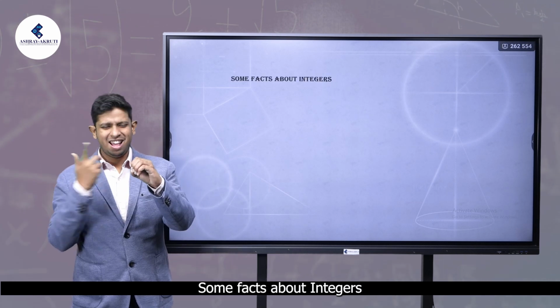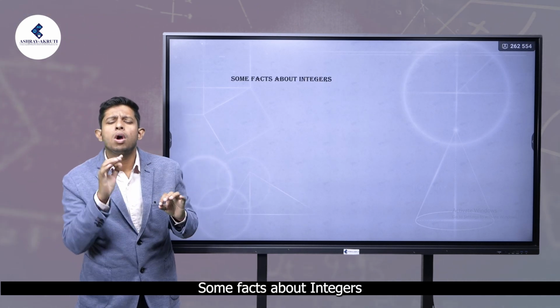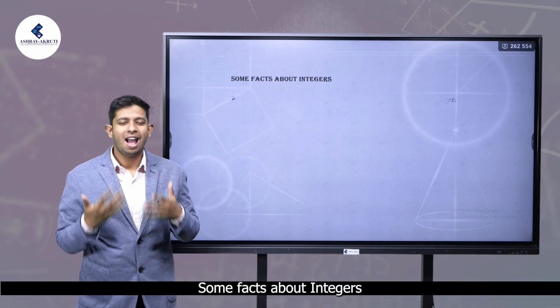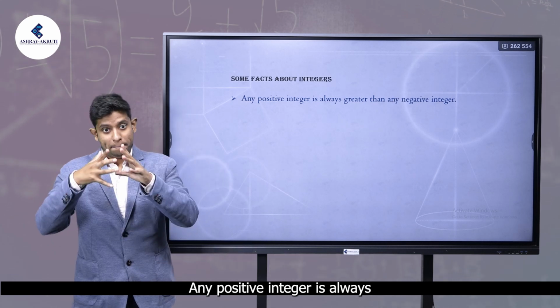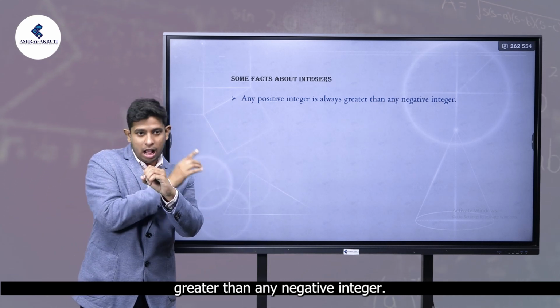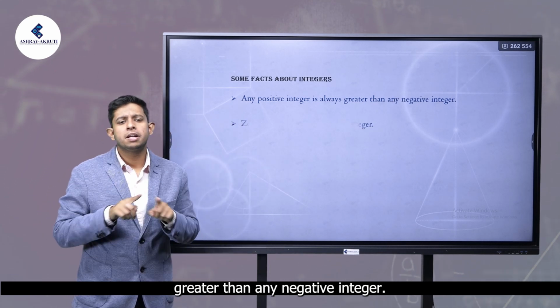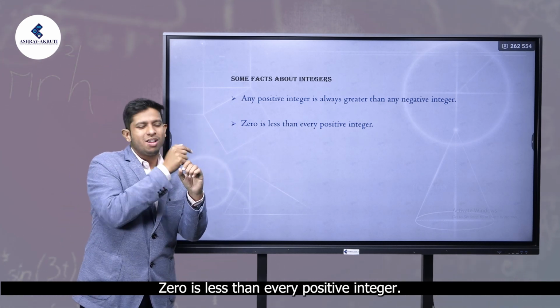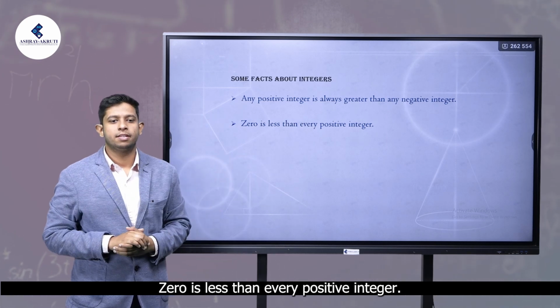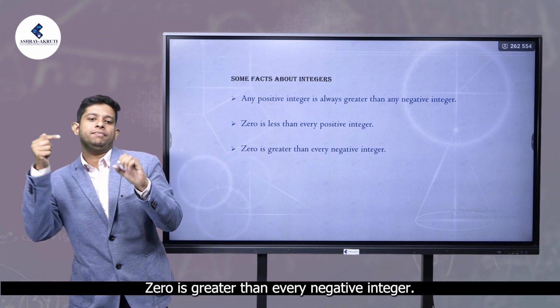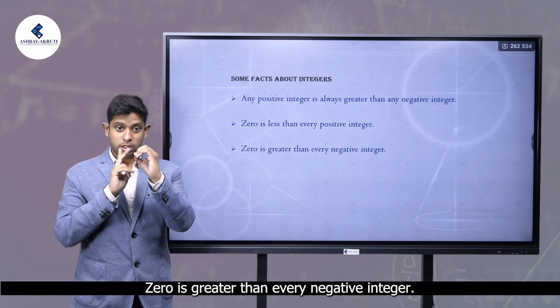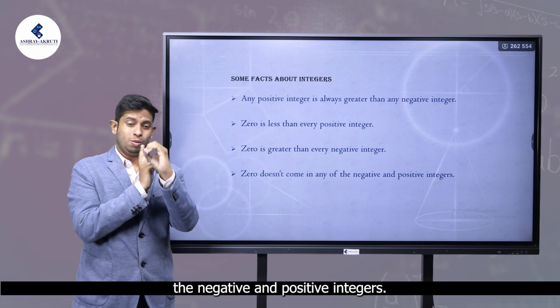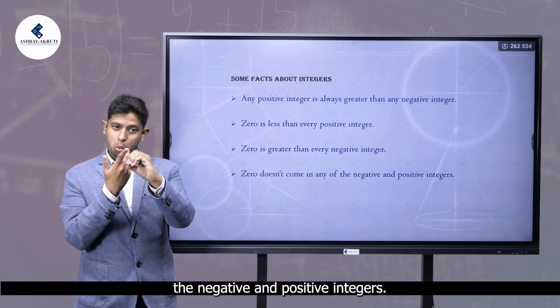Some facts about integers. Any positive integer is always greater than any negative integer. 0 is less than every positive integer. 0 is greater than every negative integer. 0 doesn't come in any of the negative and positive integers.